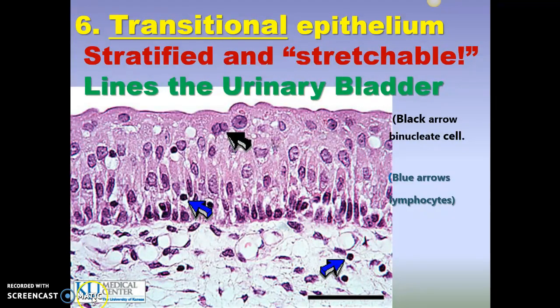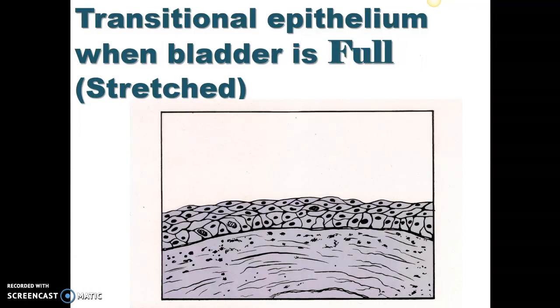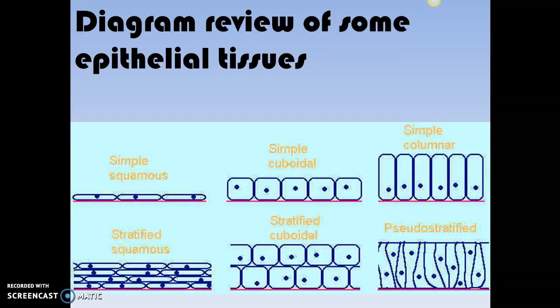It lines the urinary bladder, and here we go. So here it is relaxed. The upper part is the transitional. When your urinary bladder is empty, it's relaxed. When you fill it up, it stretches out like that. So it's stretched. So here's a diagram for your review.